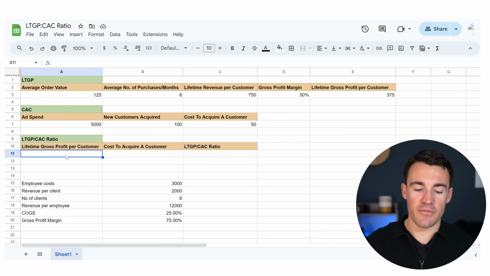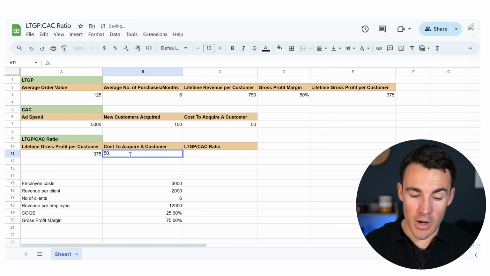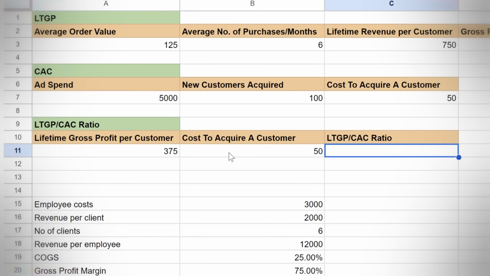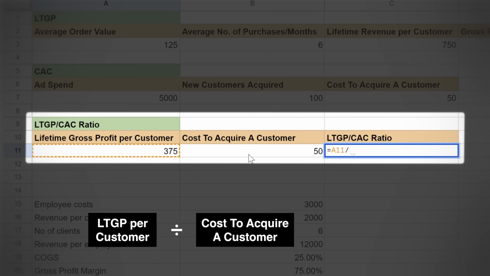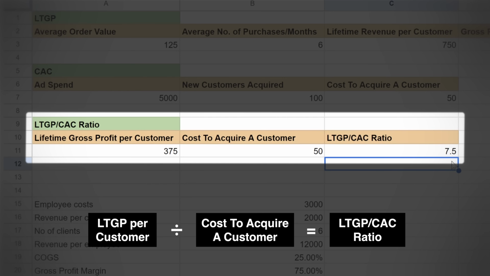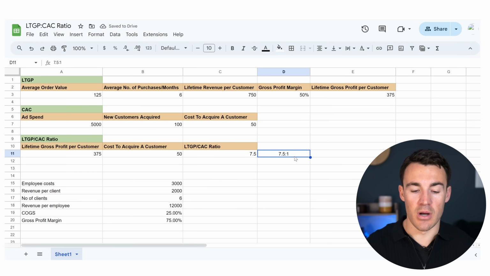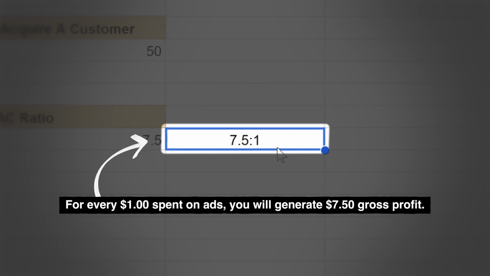So our lifetime gross profit per customer is $375. We know that, we've calculated it. Our cost to acquire a customer is $50, okay? And then to calculate this as a ratio, it's just LTGP divided by our cost to acquire a customer, which is going to come out at 7.5, or displayed as a ratio, it'd be 7.5 to 1. That's our LTGP to CAC ratio.